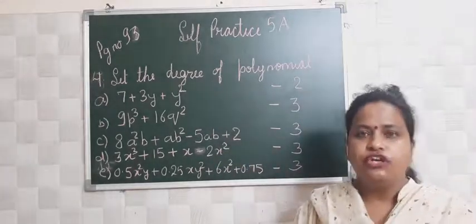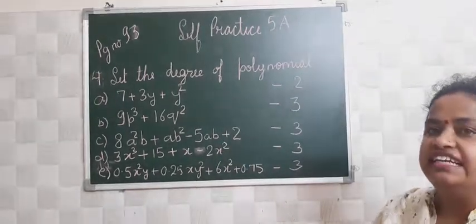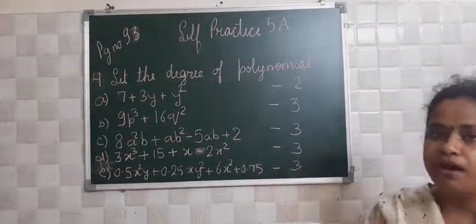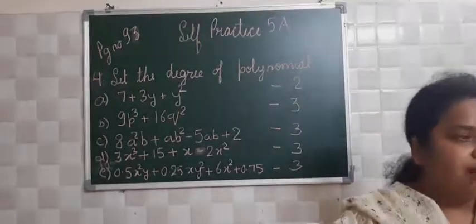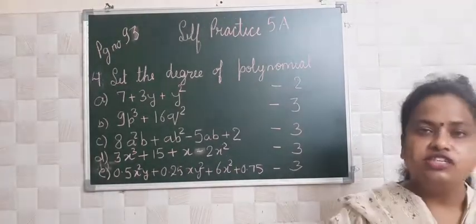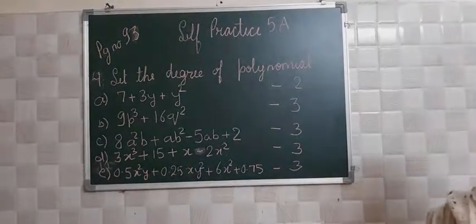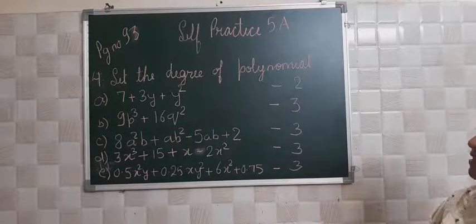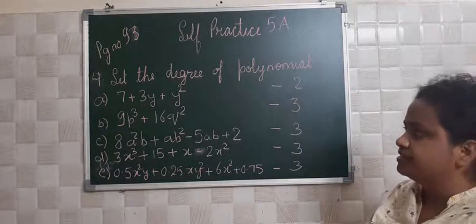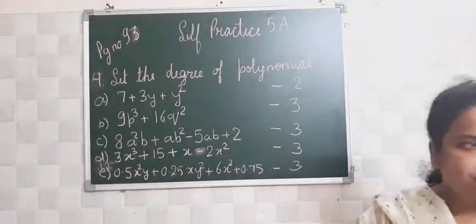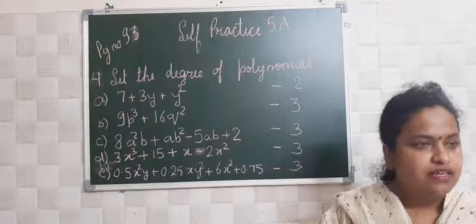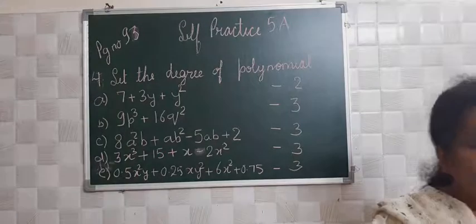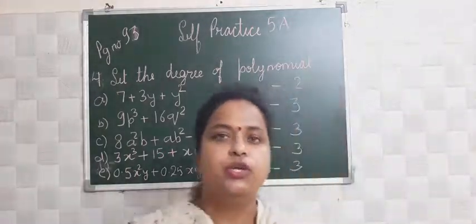In question number 4 you have to tell the degree of a polynomial. What is the degree of a polynomial? The highest power in an equation is the degree of a polynomial. We can see it here in equation A, 7 plus 3y plus y square. In the first term the degree is 0, in the second term the degree is 1 and in the third term the degree is 2. So what is the degree of this equation? The degree of this equation will be 2.